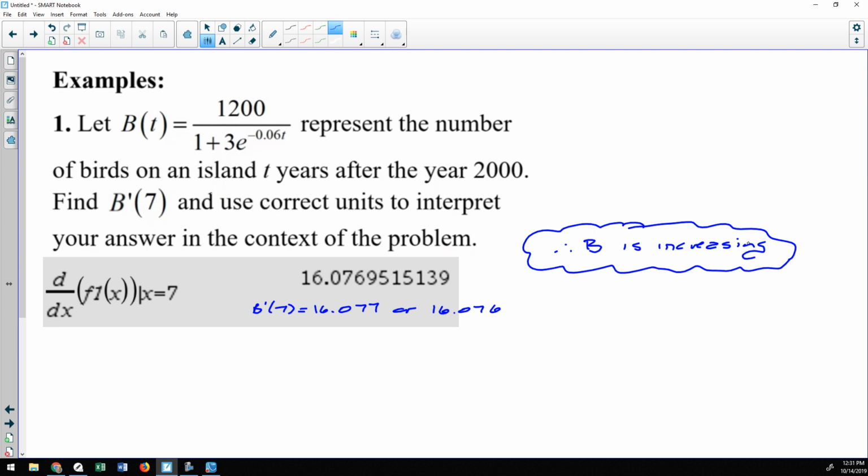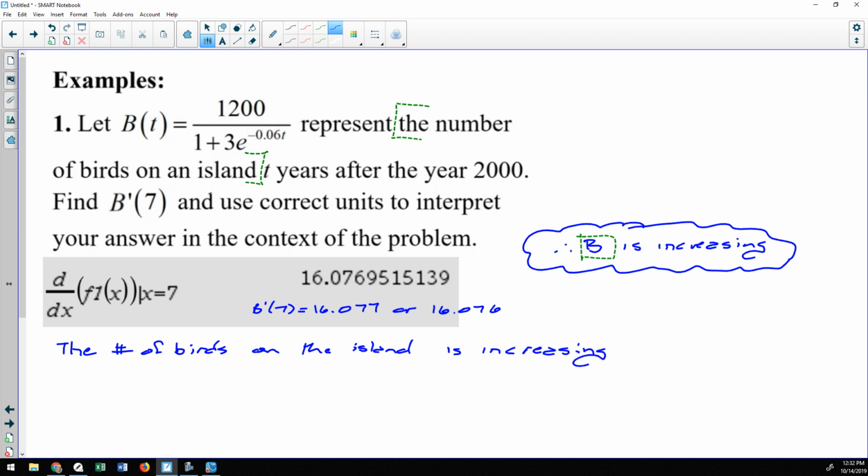So instead of saying b is increasing, I will, in words, describe the function b, and b is described as the number of birds on an island t years after the year 2000. So instead of saying b is increasing, I'm going to say the number of birds on the island is increasing. Okay, so there's my first interpretation.